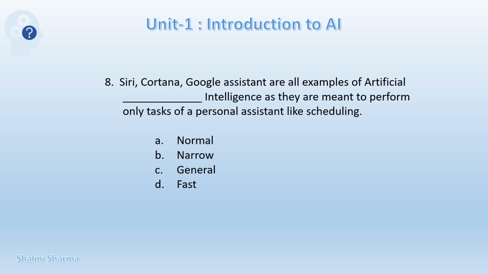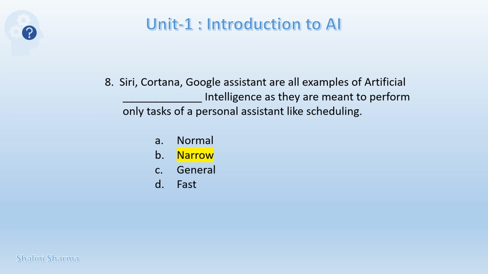Eighth question. Siri, Cortana, Google Assistant are all examples of artificial dash type of intelligence as they are meant to perform only tasks of a personal assistant like scheduling. Options are A. Normal, B. Narrow, C. General, D. Fast. So students, what's the correct option?